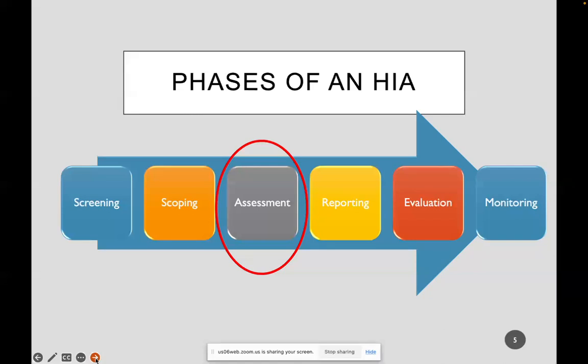So as I said, this is our 4th webinar. We did one on, maybe it's our 3rd one. We did one on HIA overview. We did screening and scoping. So it is the 3rd one, it's assessment. And our next one in August will be around reporting.